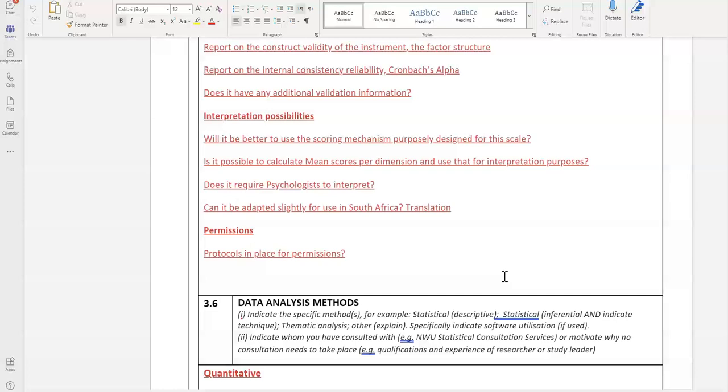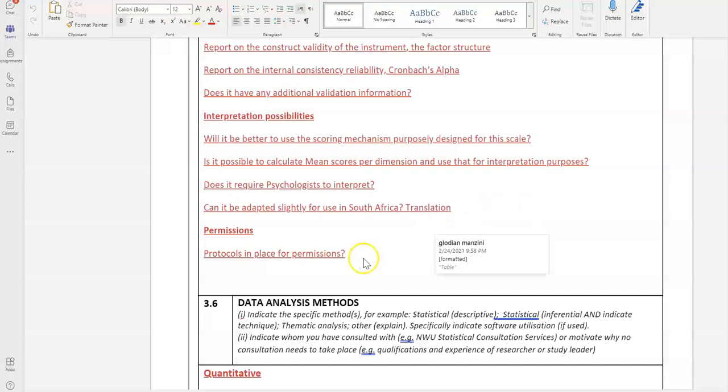How to score it and how to interpret it is important for your study to report on, because you will have to follow that, or you could follow it in the way you use the scale for data collection. So later on in your data analysis, it's likely that you will use the same kind of scoring mechanism that was used in the original instrument.